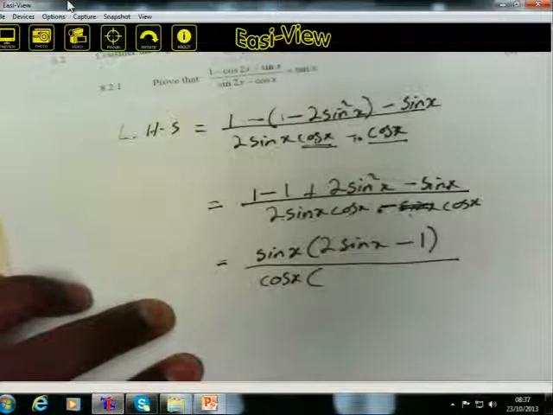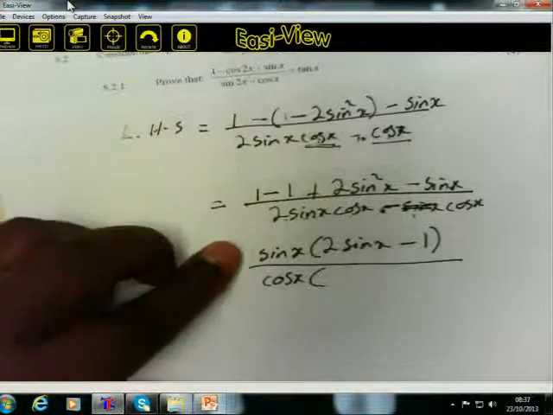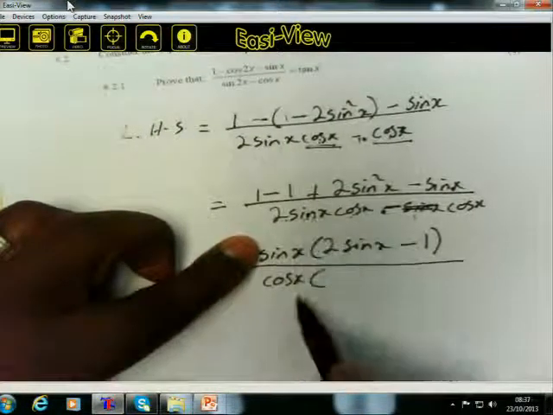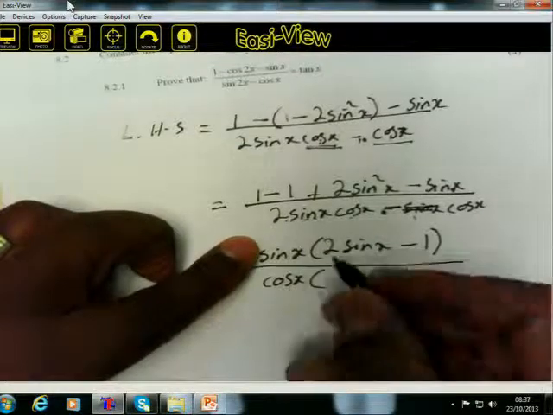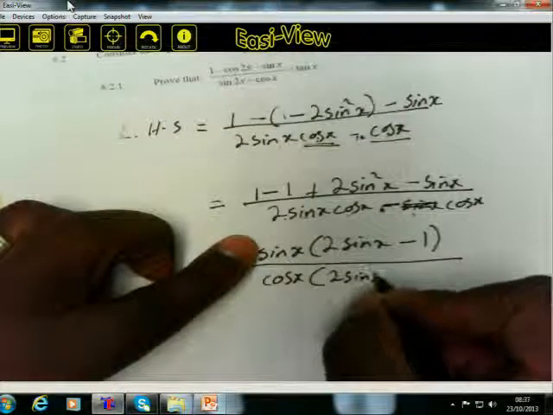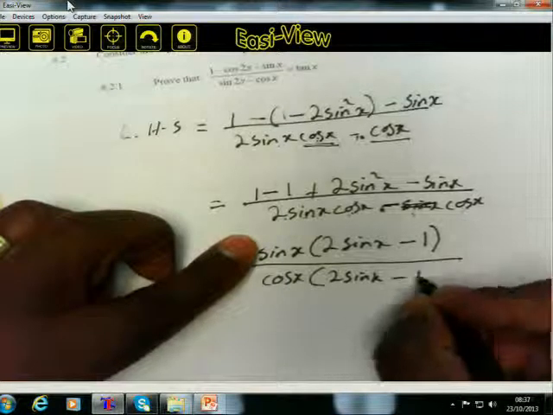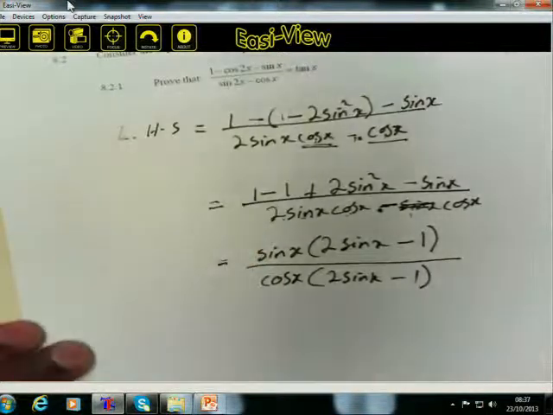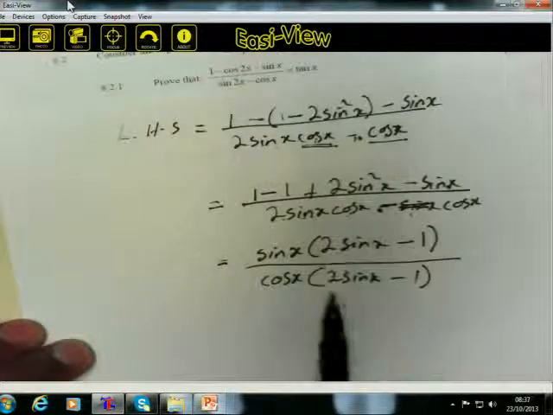You take out a common factor, divide throughout by that common factor. 2 sine x cos x, you divide by this common factor cos x. You are left with 2 sine x. You divide by that, you've got 1. Divide throughout by common factor cos x, so that you've got the common expression 2 sine x minus 1, 2 sine x minus 1.